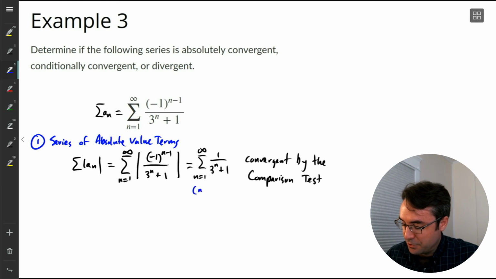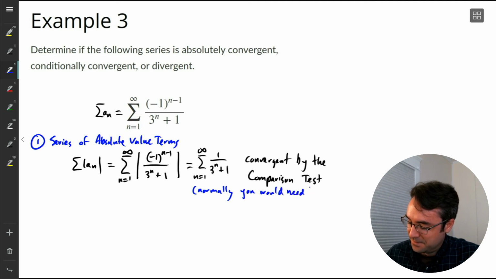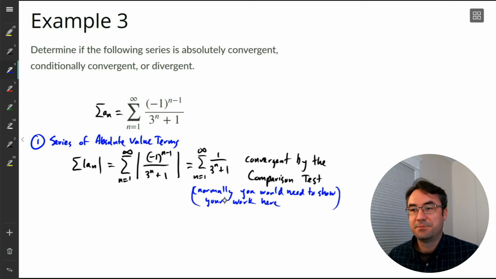So just a little disclaimer here. Normally you would need to show all your work. But we've done this one before. Normally there's going to be some more work here. You'd go through all the steps of the comparison test. What did we compare this to? Well, we compared it to the geometric series 1 over 3 to the n. It wouldn't be a math class if I didn't say do this for homework, left as an exercise.